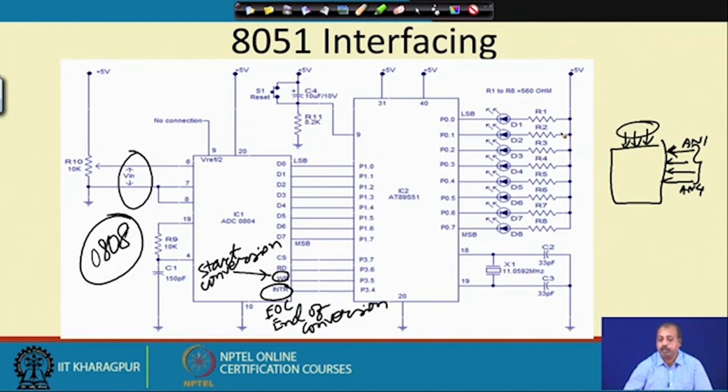That way we have multi-channel ADCs also. These are commonly known as multi-channel ADCs. They are useful if we have several analog quantities to be converted into digital values. So they can be useful for that.